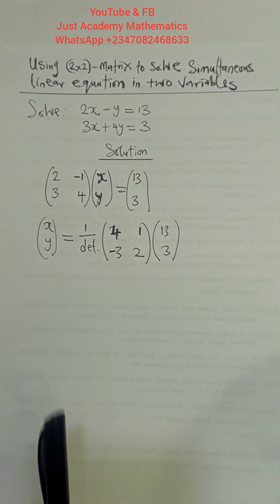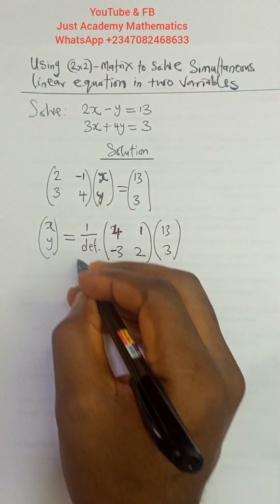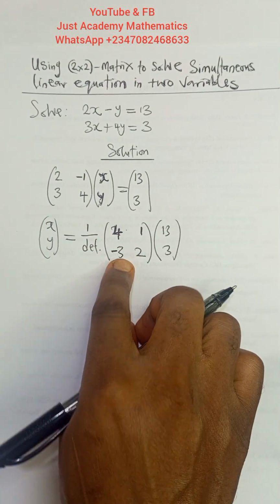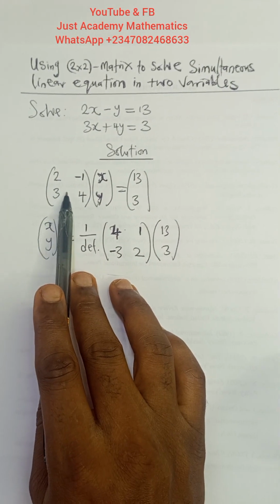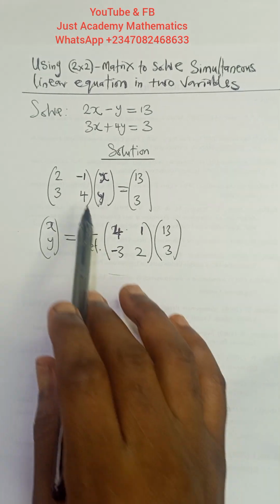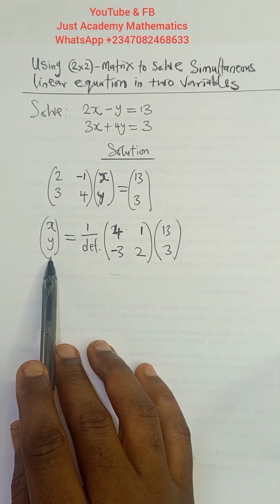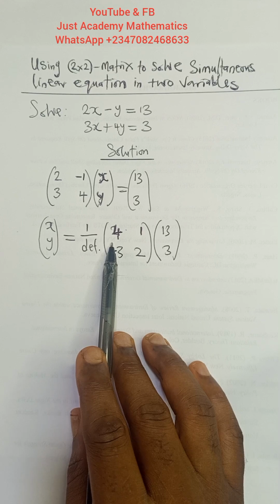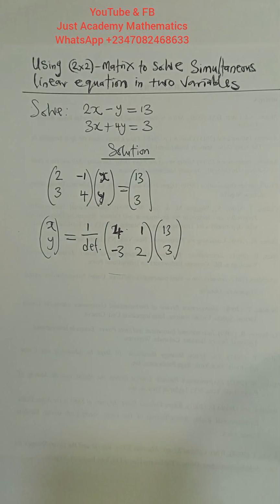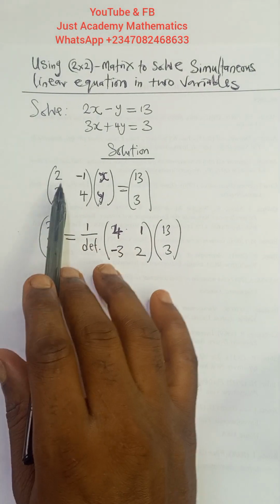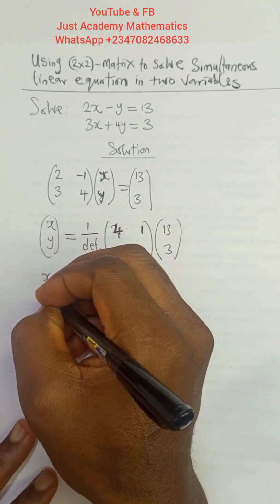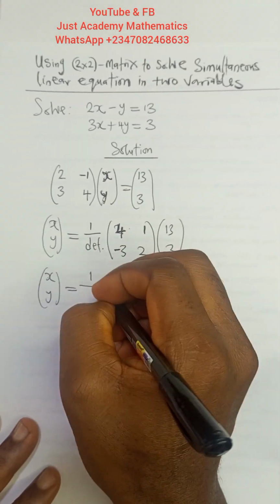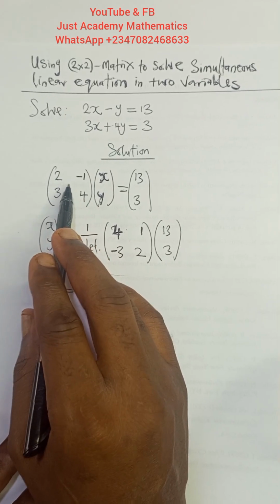Then times 13 and 3. So what we are doing here, the whole of this now, is the process of solving for the inverse of this matrix. So if this is matrix A, the inverse of this matrix is what we are solving here. So the formula for getting this x, y is simply the inverse of this times this. That is all. The inverse of this times this will give you the values of x and y. That is the procedure. So let's go ahead. x, y is now equal to 1 over the determinant of this matrix here, which is what?